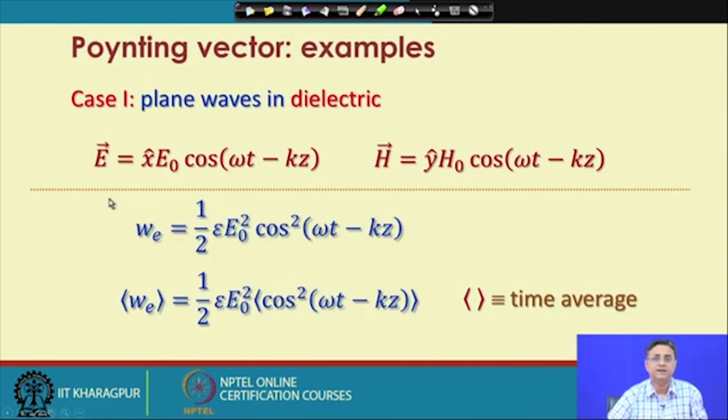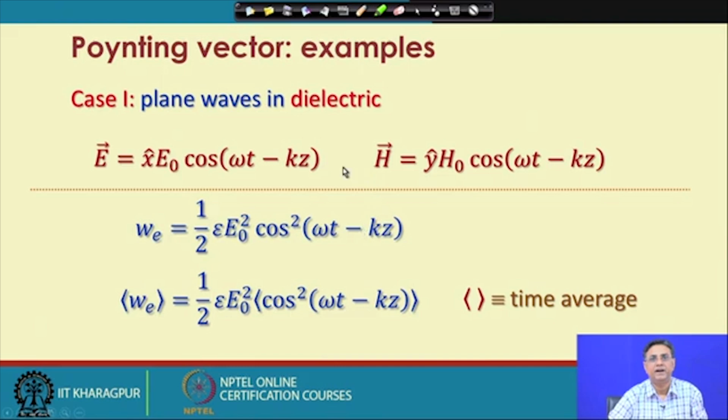we will consider two different cases. One is the dielectric through which a plane wave will be propagating, and how this Poynting vector measures the flow of energy. Followed by that, we will consider another situation when the electromagnetic wave is propagating in a conducting medium. In this case we can represent the electric field E as x cap E naught cosine omega t minus k z, as if the wave is propagating along the z direction.